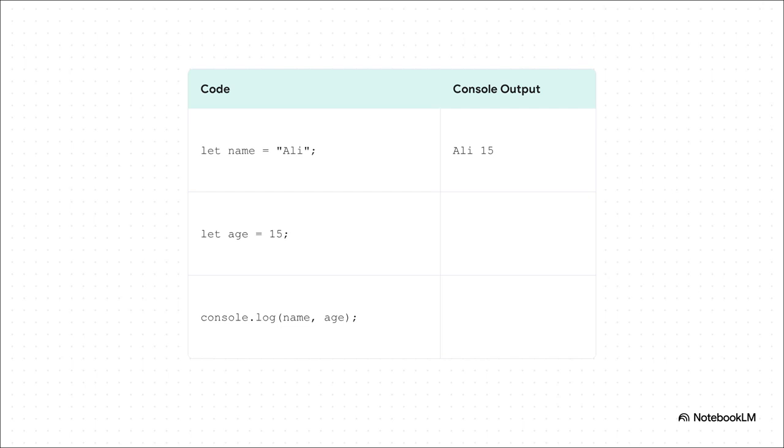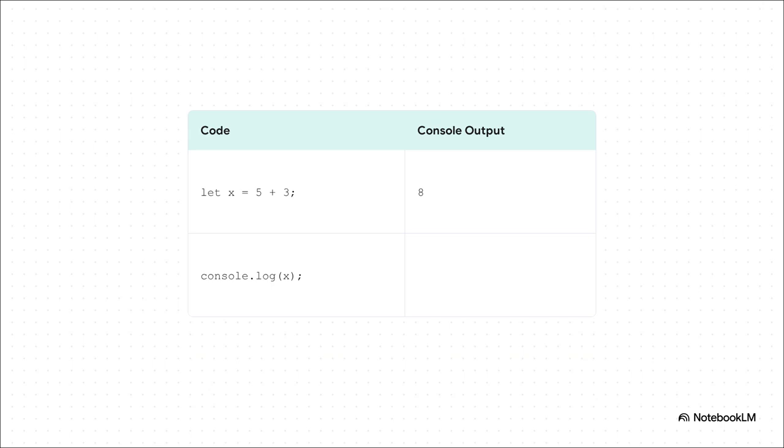Now for the magic trick. Let's ask the console to show us what's inside both name and age. And check it out. Ali and 15. It remembered both, no problem. And of course, what are computers amazing at? Math, right? So let's give it a simple problem. We'll make a new variable, x, and we'll tell it to hold the answer to 5 + 3.